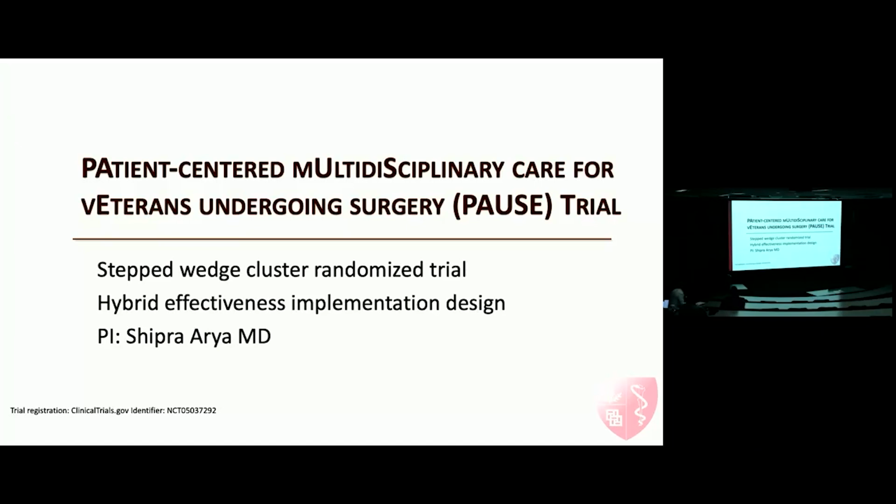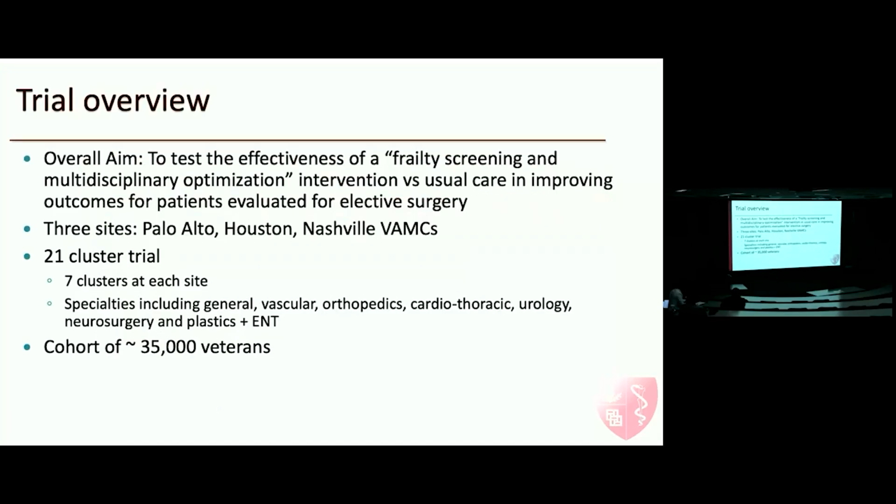So this is a stepped wedge cluster randomized trial. This was a hybrid effectiveness implementation trial. I was fortunate enough to lead this, conceptualize this, and I've learned a lot through the process of this trial, and I'm happy to share some results with you, but I don't have final trial results because we are still waiting on the primary endpoint.